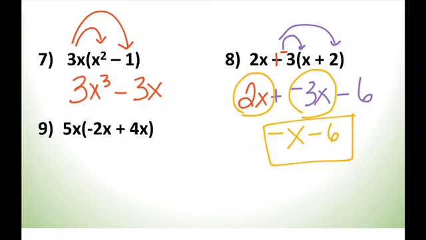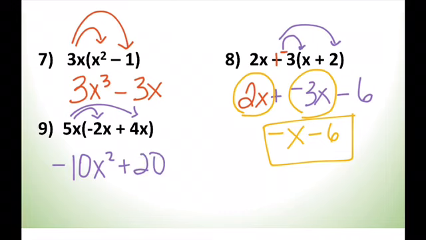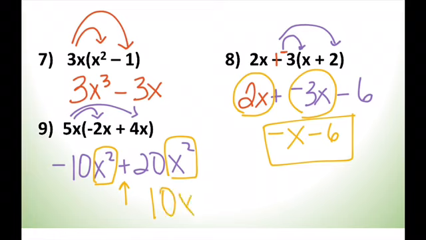Okay, and then number 9, 5x times negative 2x is negative 10, because 5 times negative 2 is negative 10. X times x is x to the second. 5x times 4x is 20x to the second. So again, because I'm adding, and I have like terms, I can add those together. So negative 10 plus 20 is 10x squared.